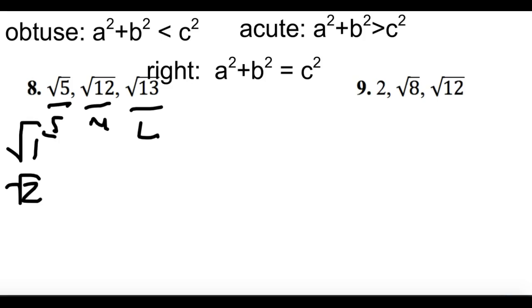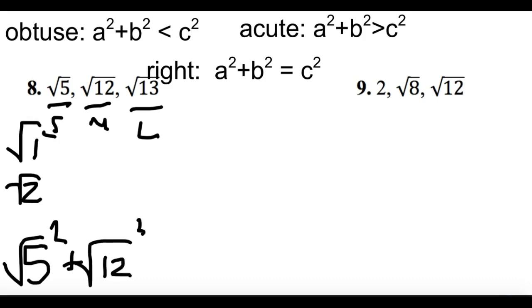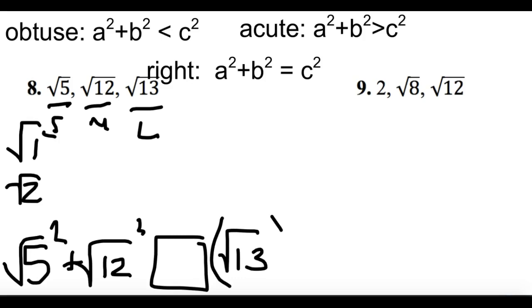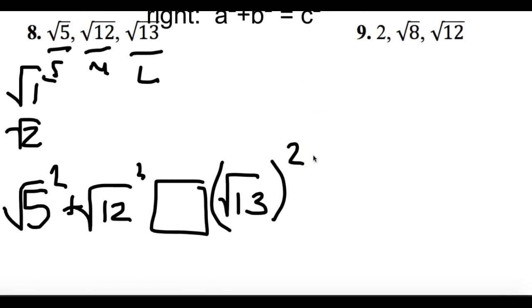So you could just set up the Pythagorean theorem and then just do the squaring to figure it out. It would be something like this: root 5 squared plus root 12 squared, and then we just don't know if it's going to be greater than or equal to, and then we would have our root 13 squared. How squaring works is it just really undoes a square root.